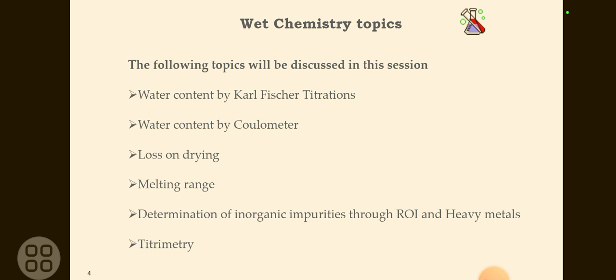Why? Because based on the structure of your compound, based on the polymorph of your compound, based on the crystal arrangement of your compound, the melting point will change. So whenever you identify that your standard compound has some melting point, say around 150 degrees centigrade, your sample should also have the same melting point, at 150 degrees only. Then only your identification will pass.